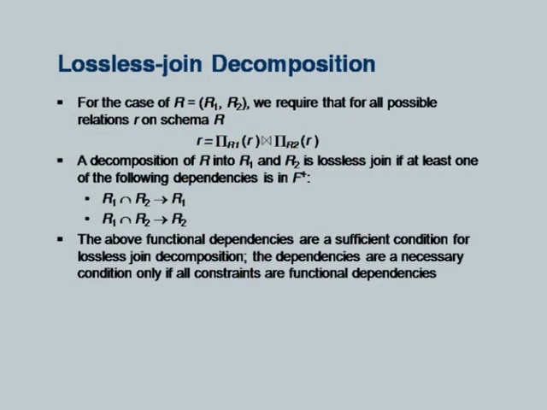Now, is it necessary for lossless join that one of these should hold? That answer is a little harder to explain. If the only constraints you have are functional dependencies, then this is the only condition we can impose. But it turns out if we have other kinds of constraints, in particular what are called multivalued dependencies, then we can show that if there is a corresponding multivalued dependency of a similar form, then also the decomposition is lossless join. So even if the functional dependency doesn't hold, if the other kind of dependency called a multivalued dependency holds, then too you can show that it's lossless join.